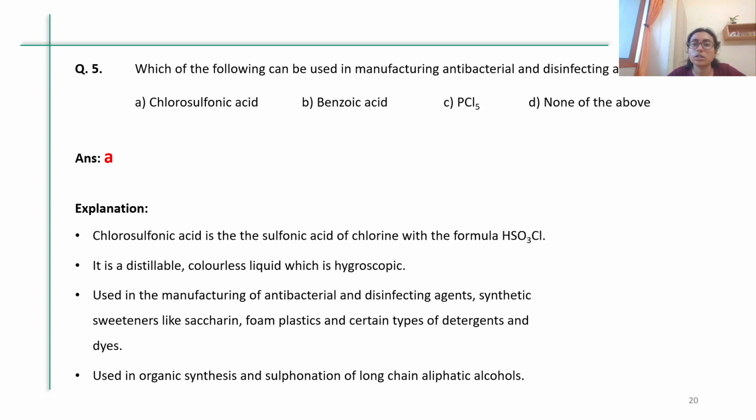It is used in the manufacturing of antibacterial disinfecting agents, synthetic sweeteners like saccharin, foam plastic, certain types of detergents and dyes. Also, it is used in organic synthesis and sulfonation of long-chain aliphatic alcohols. It is a very powerful lacrimator. Lacrimator means like the tear gas agent, from the Latin word lacrima, that means tears. So lacrimator means tear inducing agent. Basically this chlorosulfonic acid is used as a very powerful tear inducing agent in tear gas.